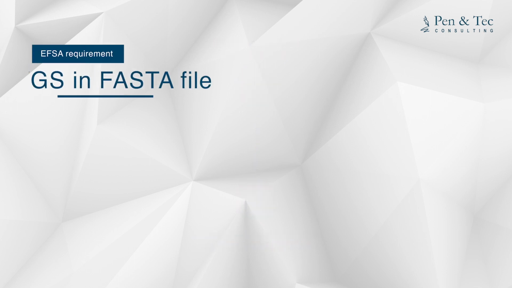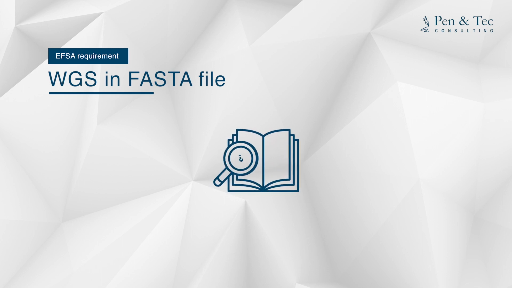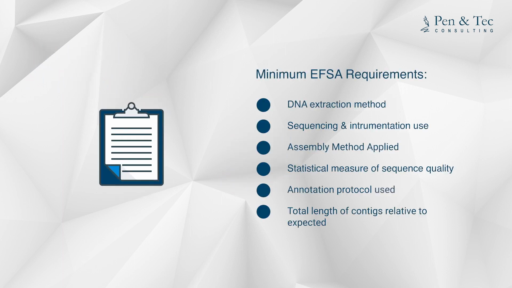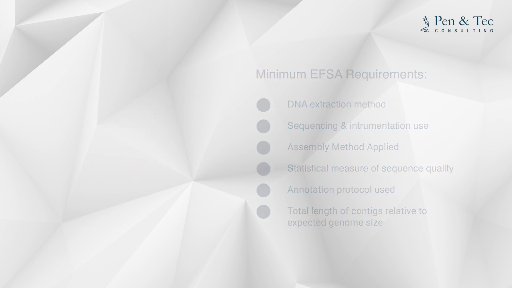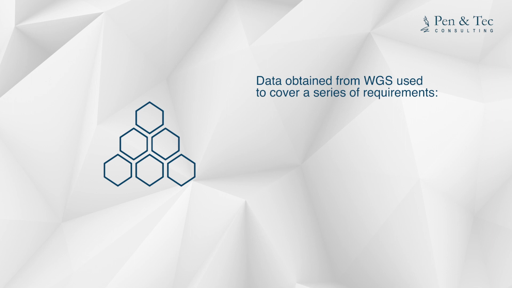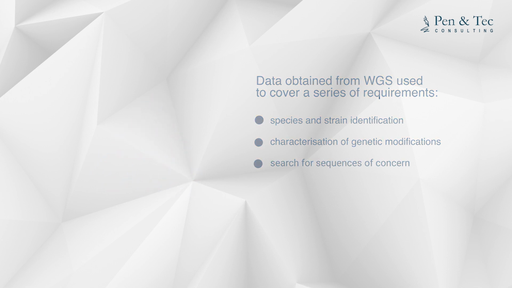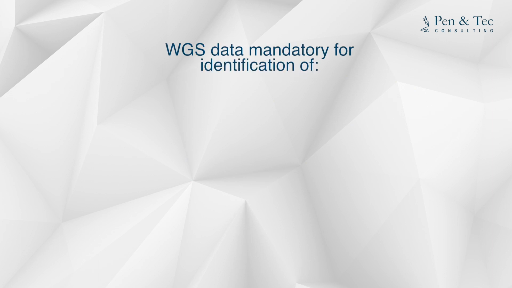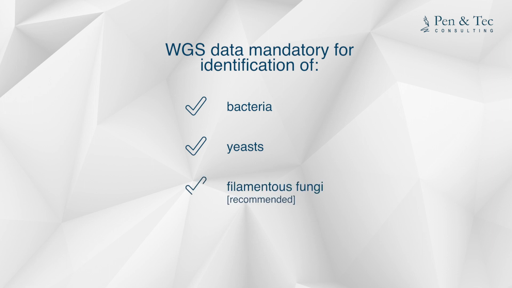EFSA requires the applicant to provide the whole genome sequence of their microorganism in the form of FASTA files. Besides the FASTA file, EFSA requires the following minimum set of information. Data obtained from whole genome sequencing is used to cover a series of requirements, including species and strain identification, characterization of genetic modifications, and search for sequences of concern. Whole genome sequencing data is mandatory for the identification of bacteria and yeasts, and is recommended for the identification of filamentous fungi.